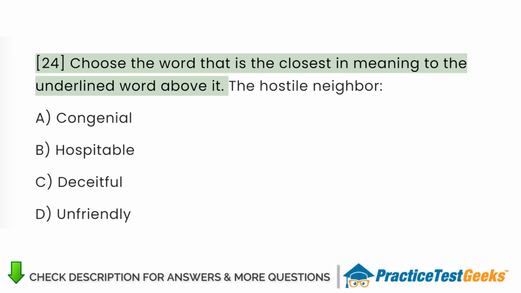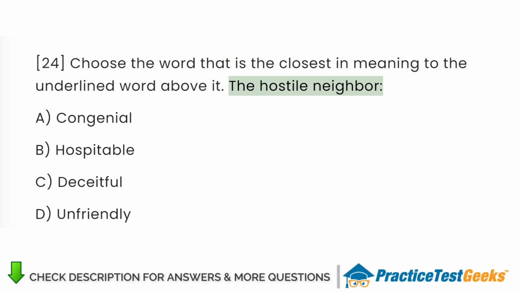Choose the word that is the closest in meaning to the underlined word above it. The hostile neighbor. A. Congenial. B. Hospitable. C. Deceitful. D. Unfriendly.